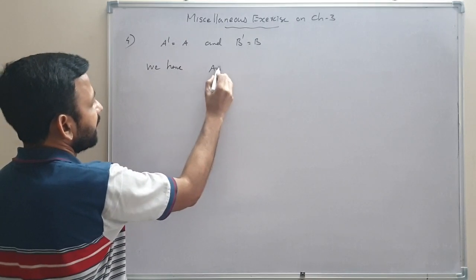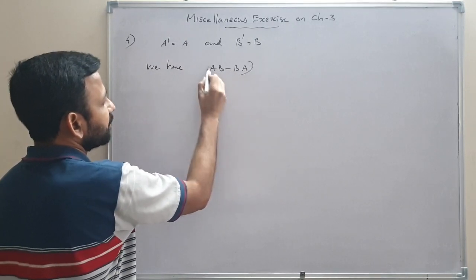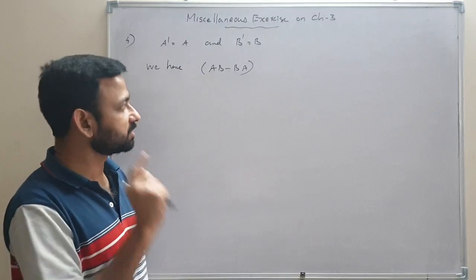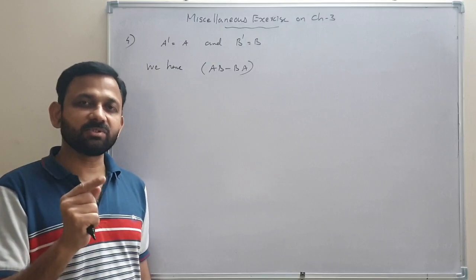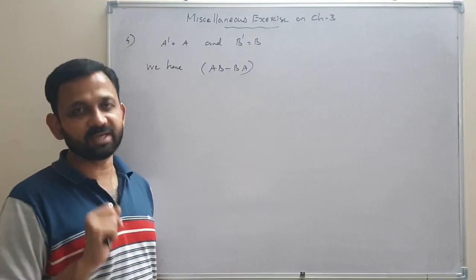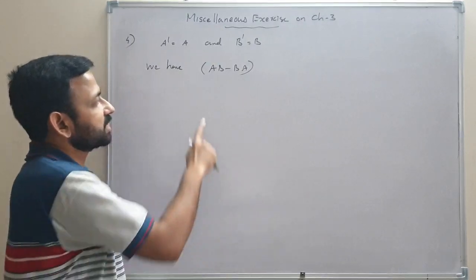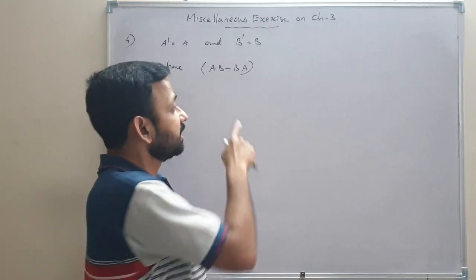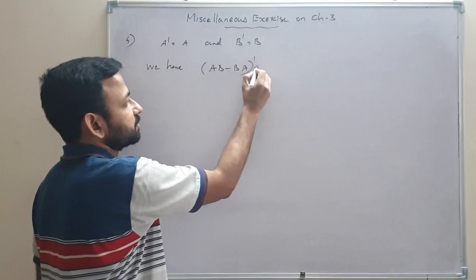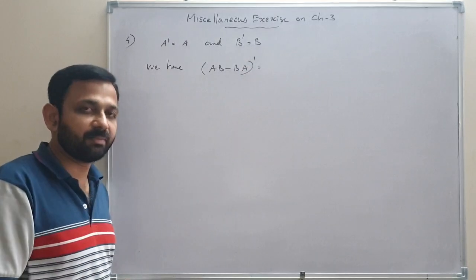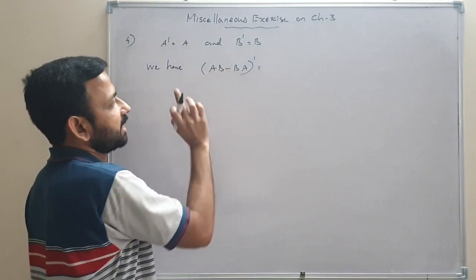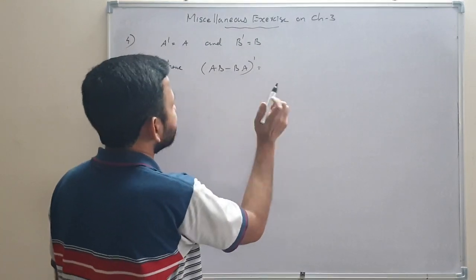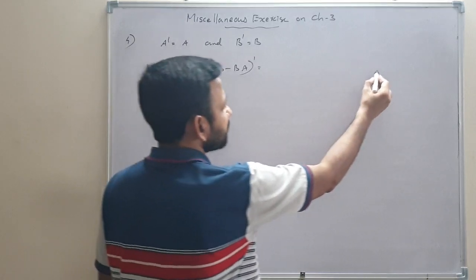We have AB minus BA. We are going to prove this matrix is a skew symmetric matrix. If a matrix is skew symmetric, then its transpose is equal to the negative of that matrix. So we want to show that (AB minus BA) all transpose is equal to negative of (AB minus BA). Then we can say that AB minus BA is skew symmetric. Now we can find (AB minus BA) all transpose.